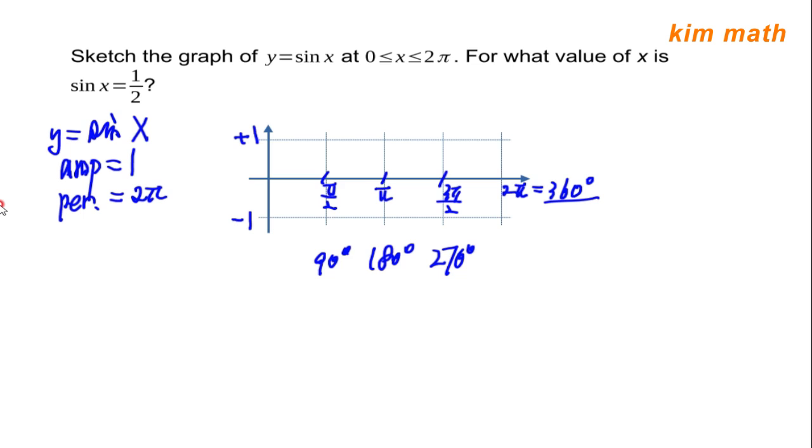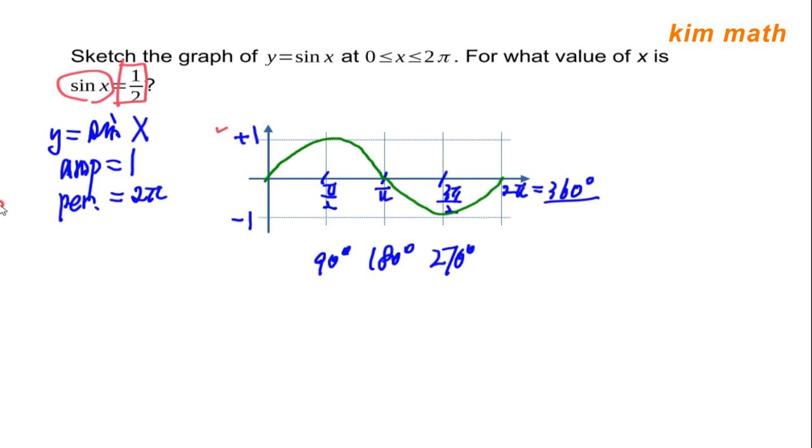Okay, on this grid, please sketch the sine. Sine is here and here. I just sketch one period, and we must solve sine x equals 1/2.